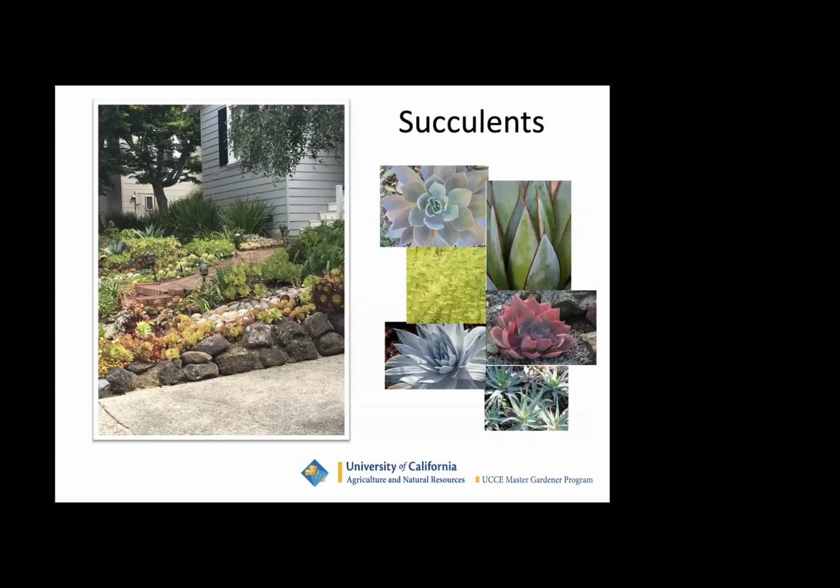This is a neighbor around the corner from me. This person has built this nice little intricate succulent menagerie right in front. Just think how little water they're using. That could easily be a lawn, especially on the left-hand side there in front of the house. I just find it so much more interesting than a lawn.